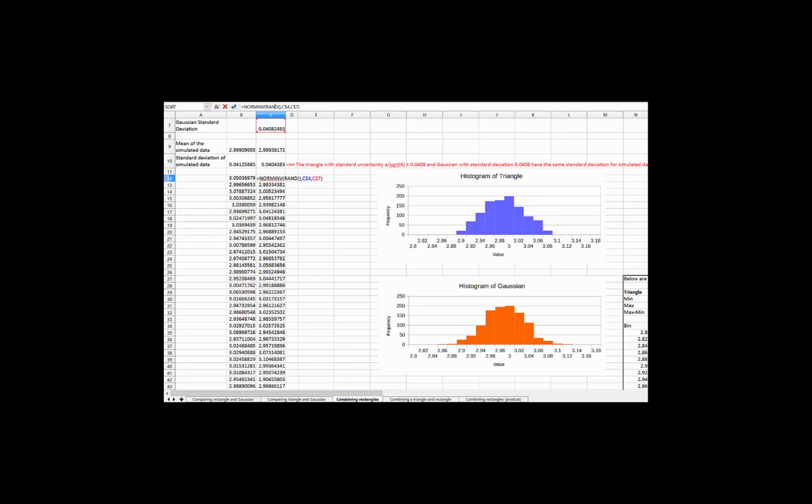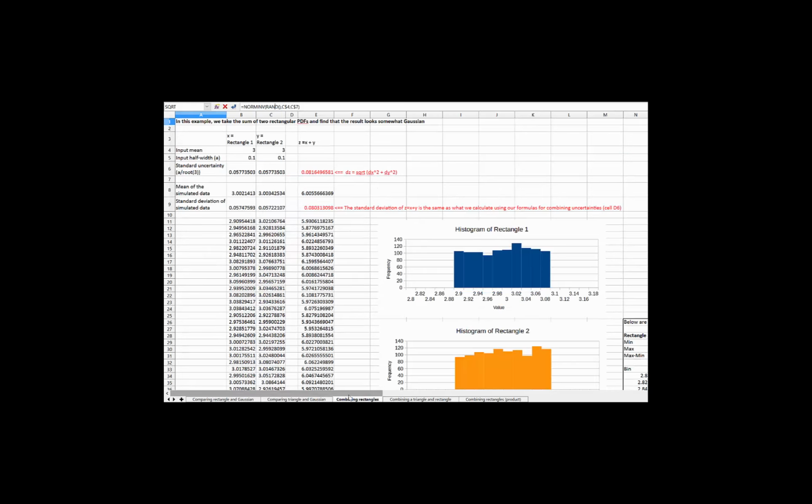Now let's take a look at combining rectangles. So what I did is I generated two rectangles that are basically the same. They have an input mean of 3 and input half width of 0.1, just like the one on the first page. So that's what this one over here looks like. I made a second one that looks exactly the same. And then I'm going to add up each of my simulated points, and it's going to give me z, where z is equal to x plus y.